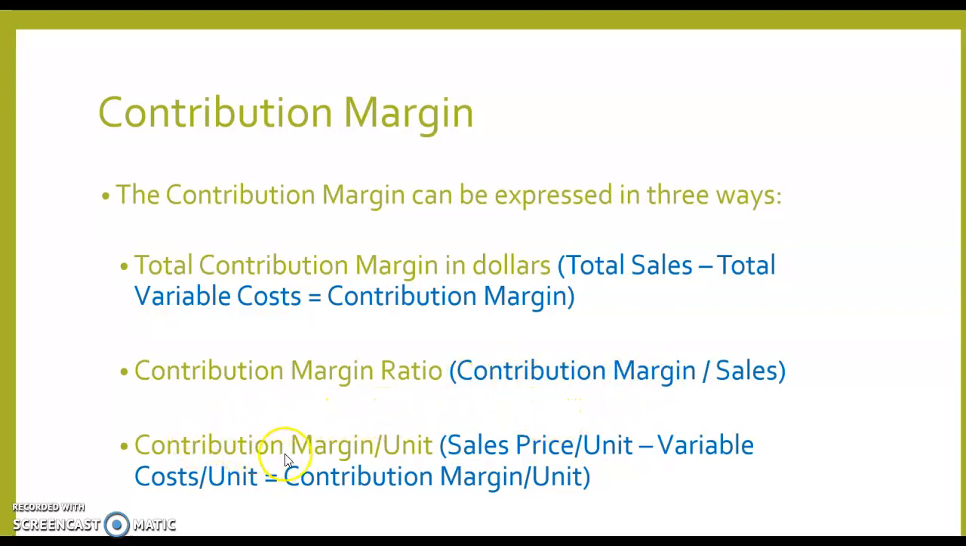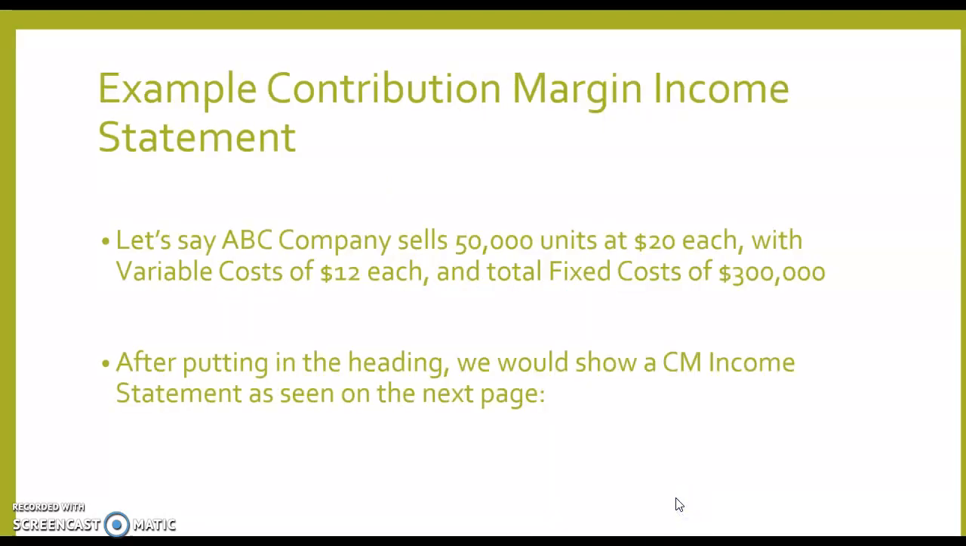Okay. The third thing is the contribution margin per unit. And again, we take the sales price for 1 unit, that's what we sell it to the customer for, minus our variable cost for 1 unit, and that will give us the contribution margin for 1 unit. Another thing we can do is take this total contribution margin and divide it by how many units were represented from these totals, and that would also give us the contribution margin per unit. So let's look at an example.